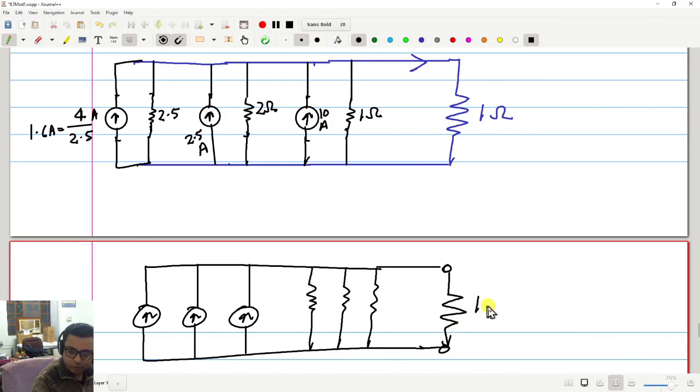Then here is the 1 ohm resistance, and these are 2.5 and 1. You can combine these 3 together as one single resistance, and here you see that this current source is giving 1.6 ampere, this current source is giving 2.5 ampere, and this current source is giving 10 ampere. So now you apply Kirchhoff's current law. Here we should get the total current 10 plus 2.5 plus 1.6, that is 14.1.